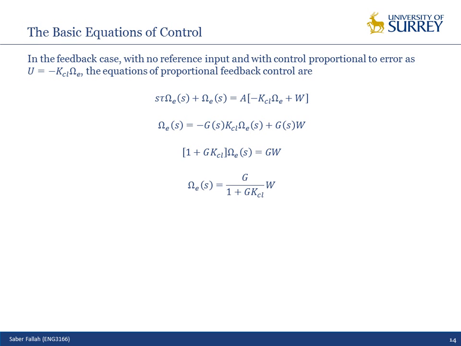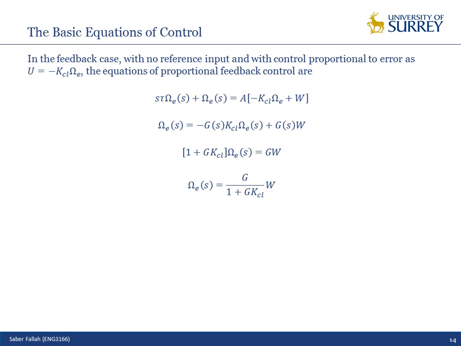And as the closed loop transfer function, omega E(s) will be equal to G over 1 plus GK closed loop, W. To see how the feedback control system will affect the response of the system, I will build up the error of the closed loop system and open loop system from W to Y, the response, to compare how the open loop system and closed loop system work.